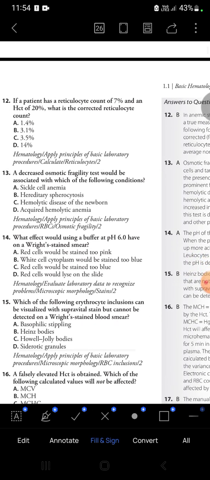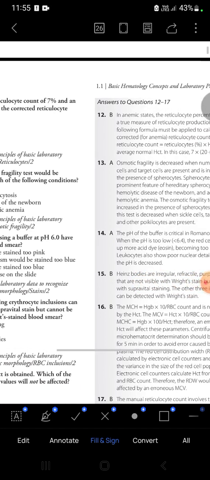A decreased osmotic fragility test would be associated with which of the following conditions? Acquired hemolytic anemia, hemolytic disease of the newborn, hereditary spherocytosis, sickle cell anemia. So the 13th answer is sickle cell anemia.